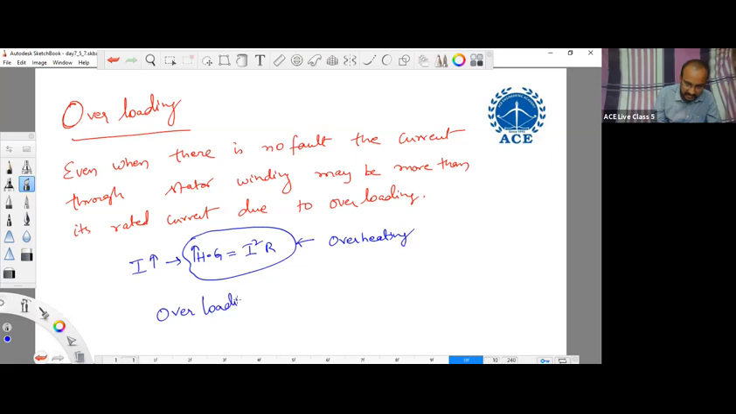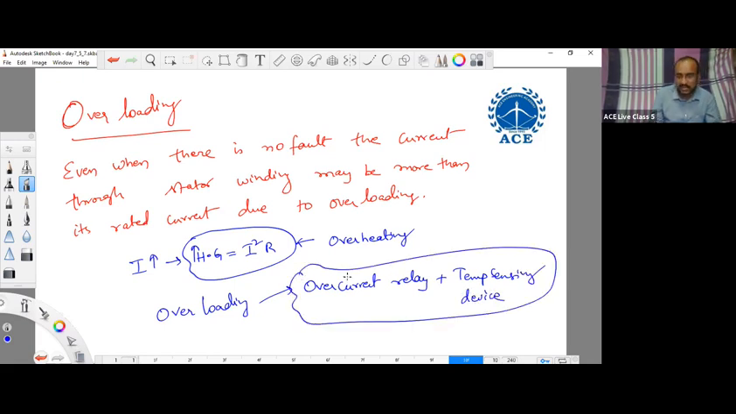overloading can be sensed by using an overcurrent relay plus a temperature sensing device. Overloading can be sensed by what? Using an overcurrent relay along with a temperature sensing device. For sensing overloading, we'll use an overcurrent relay along with temperature sensing devices.